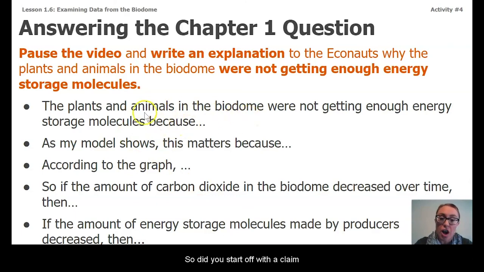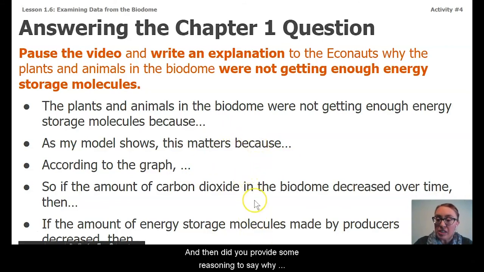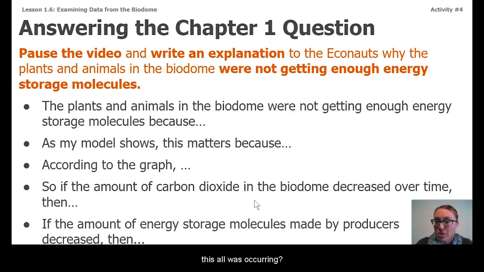So did you start off with a claim around why your plants and the animals did not get enough energy storage molecules? Did you reference your model and that graph as some evidence? And then did you provide some reasoning to say why this all was occurring?